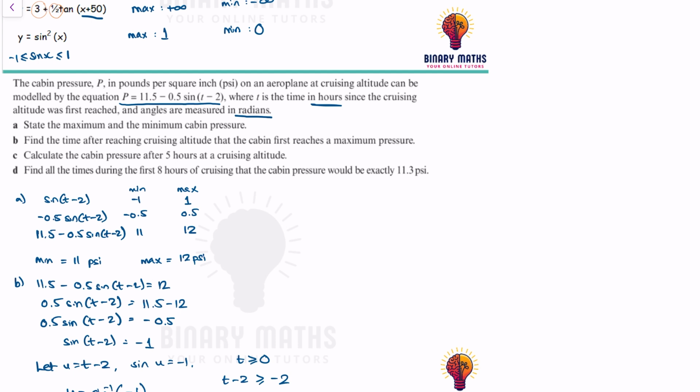So when I find u, I'm doing inverse sine of minus 1. When I do inverse sine of minus 1, I get 3 pi over 2. Now I need to check if this is the first time. Obviously it's within my range. If I draw the sine graph here, it makes sense. This is 3 pi over 2. I have to go to the previous one and see if that one is within my range. So this one is obviously minus pi over 2.